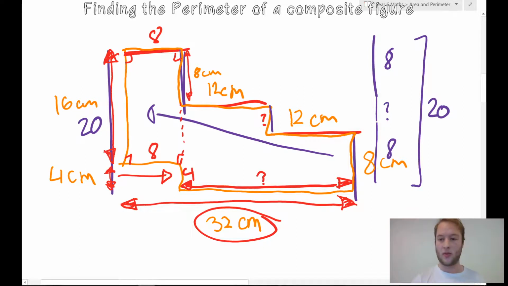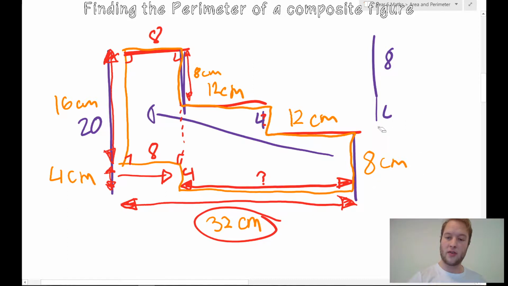So to work out the answer, I'm just going to go 8. Sorry, I'm just getting confused. 8 and 8 is 16. So I know it'll just be 20 take away 16, which gives you 4. So that means our missing gap is 4, right? So this purple line here is 4. Alright, now it's time to add them all up.